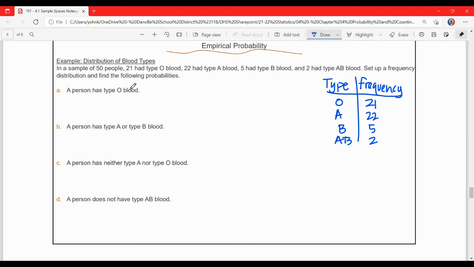A person has type O blood. Well, there are 21 out of a total of 50 that have type O blood. So this is 0.420.